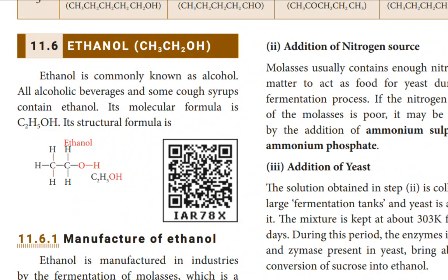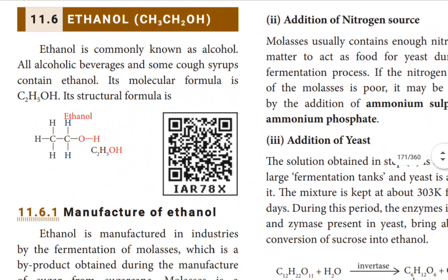They are all alcoholic beverages, and the formula is C2H5OH. Also, the expanded form is CH3CH2OH. So, 2 carbon, 6 hydrogen, and oxygen. These are the atoms, the elements present in ethanol.